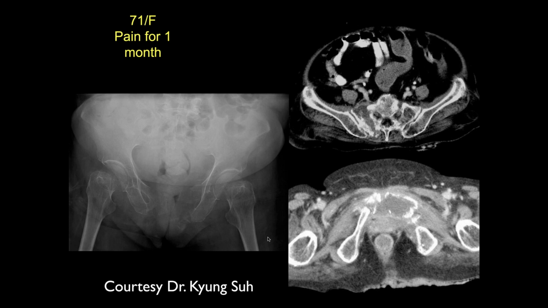Okay, Michael. Okay, 71 female, pain for 1 month. So we see on multiple images these expansile soft tissue lesions in the bones, and on the axial CT up on the top, it looks like there's one in the sacrum, kind of expanding it. Looks like there's cortical breaking as well. And then down in the pubic rami, there's expansion and cortical break.